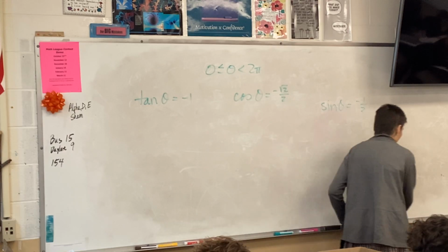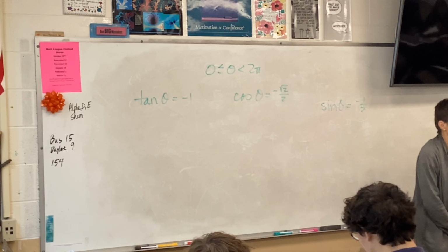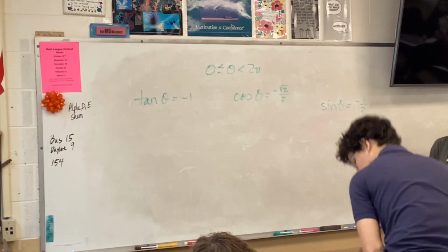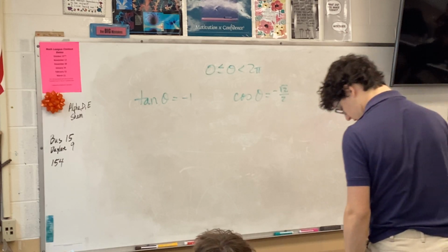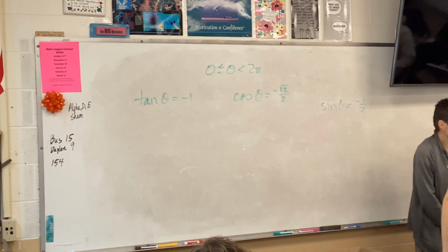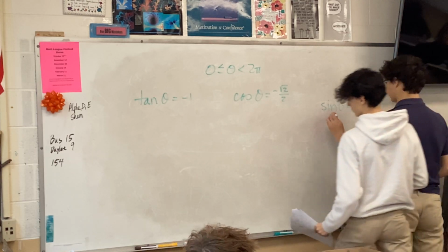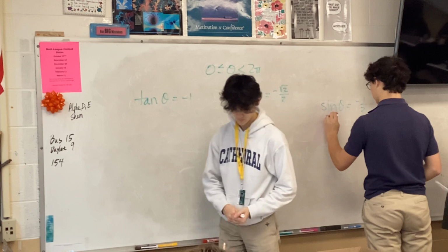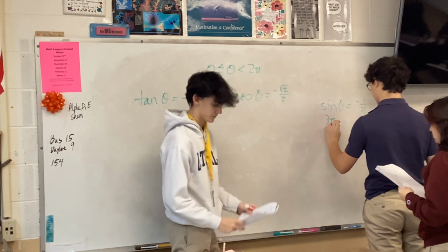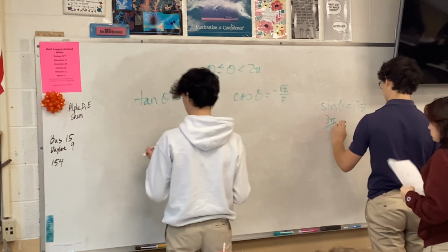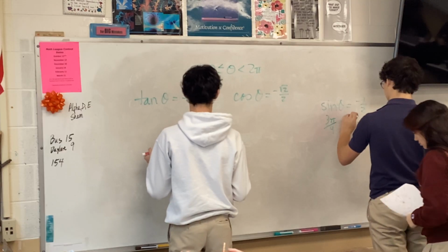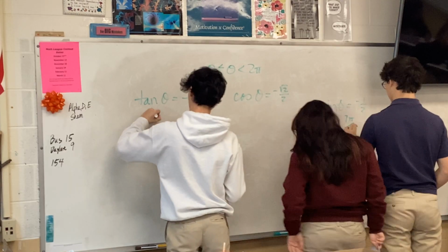You think you got one? Go ahead and come on up, put it on the board for us. Each of these should have 2 answers. The only time these problems might not have 2 answers is if you're at an angle that's on an axis, like if you're at pi over 2. Sometimes those only have 1. These kind will always have 2 answers.